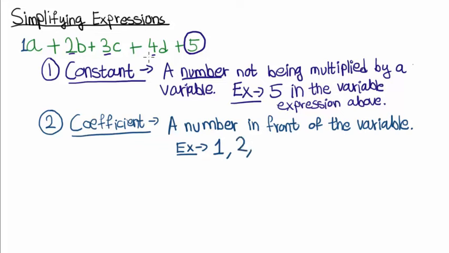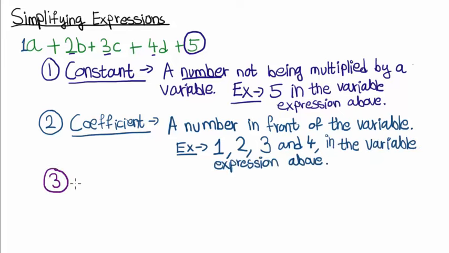Now in mathematics, if a number is a constant, then it is not a coefficient. Similarly, if a number is a coefficient, it cannot be a constant for the same variable expression. Therefore, 5 cannot be a coefficient because it is not being multiplied to any variable. So 1, 2, 3, and 4 are my coefficients for the above variable expression.